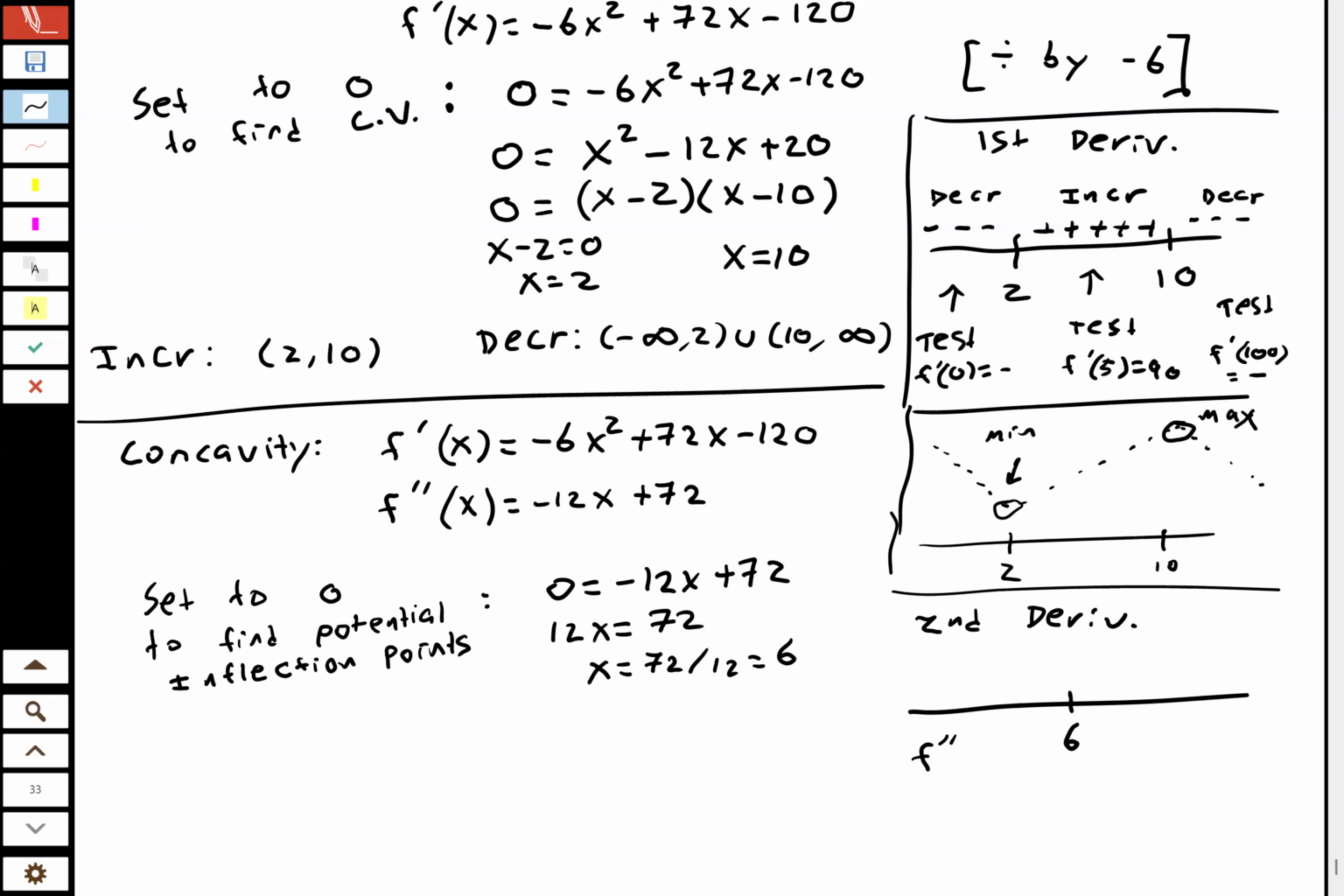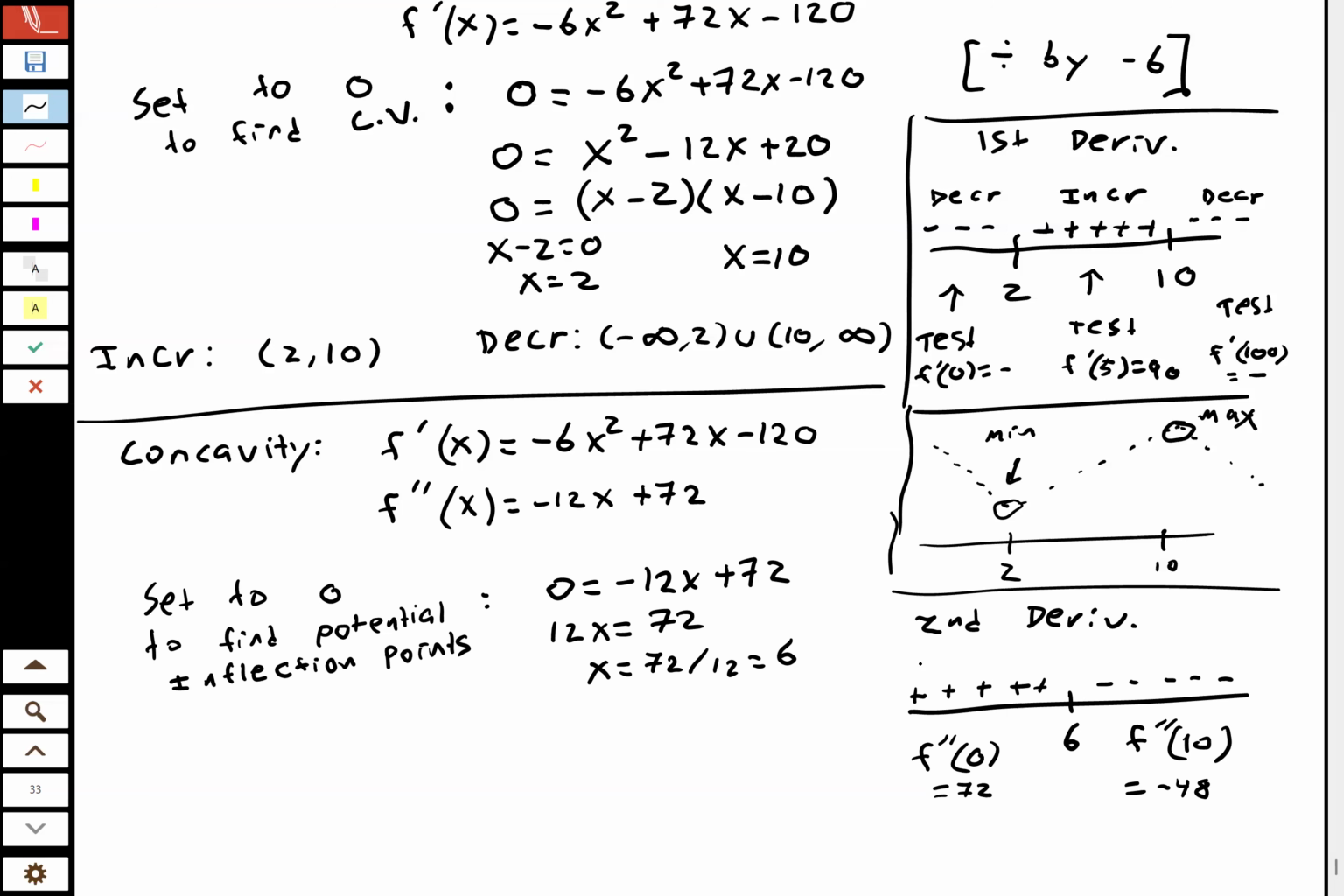If I look at a value smaller than 6, say 0, and I plug that into the second derivative, you would have negative 12 times 0 plus 72. You would have 72, which is a positive number. If you were to plug in a number bigger than 6, say 10, you would have negative 12 times 10 plus the 72, and that would give you a value of negative 48. So it is a positive second derivative before 6, and it is a negative second derivative after 6.